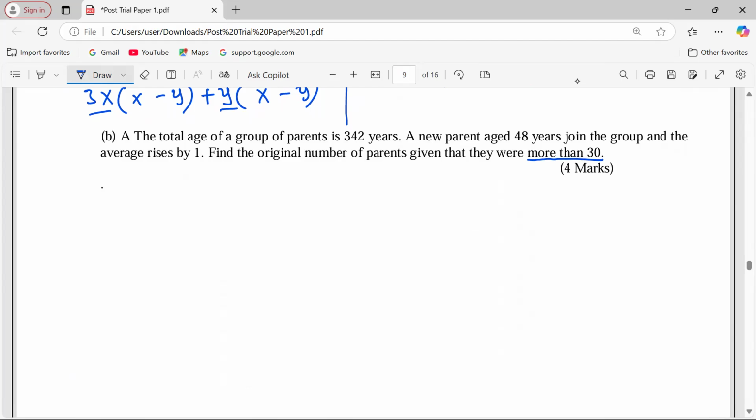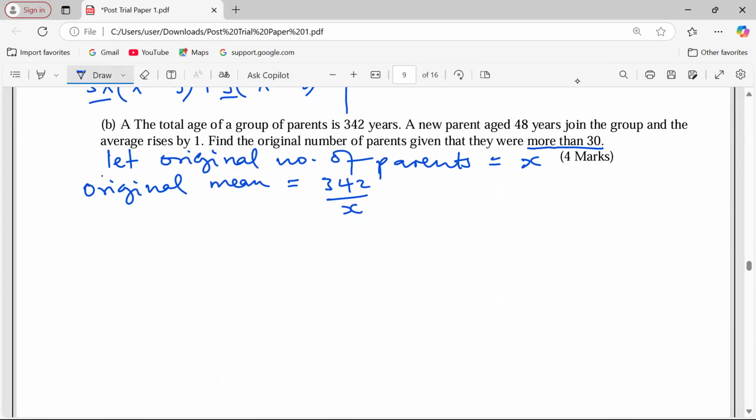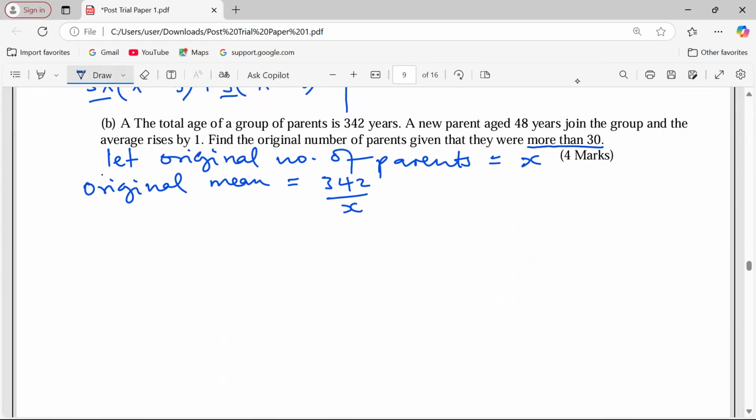So when we take the parents and we add individually all the years, this means that if we get the average, or simply the mean, by letting the original number of these parents be x, now we are saying that for us to get the mean, the original mean will be 342 over x. That is the sum out of the number of the parents. That is the original mean age of these parents.